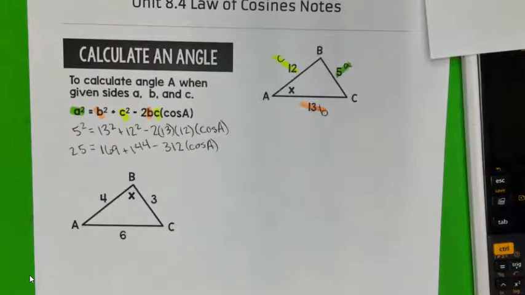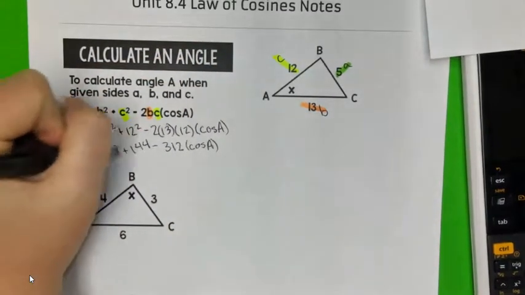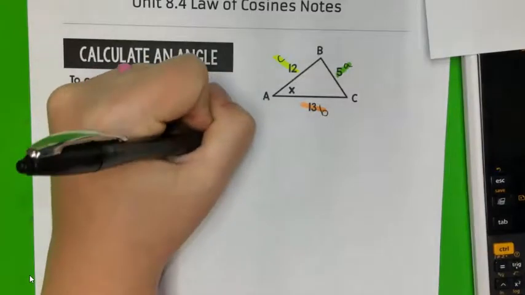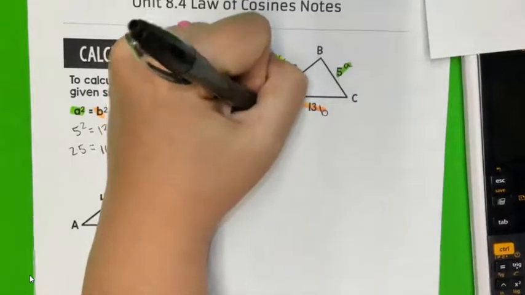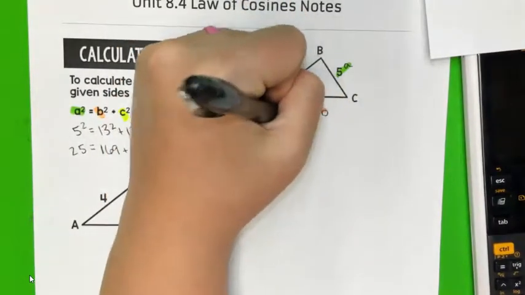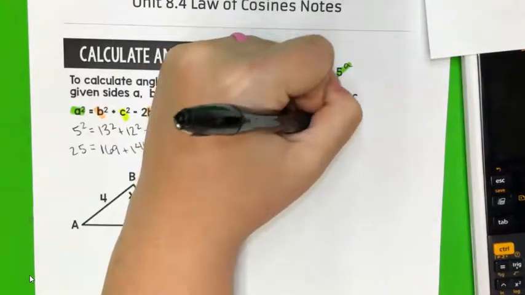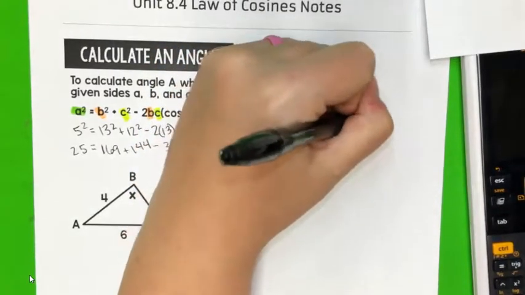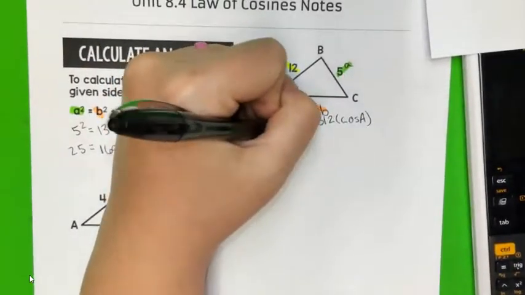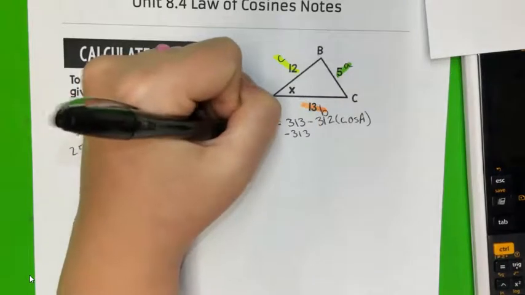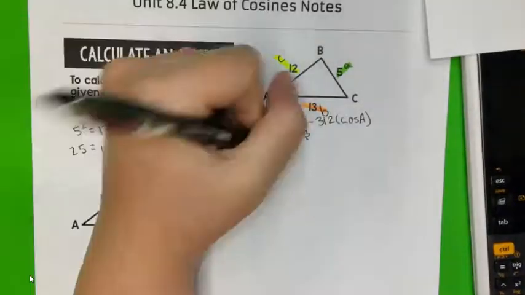Alright, we continue to move on, and we are going to add these together. This is going to come up here. We'll add these together. 25 equals 313 minus 312 cosine A. And then I'm going to subtract 313 on both sides, because we're trying to get cosine of A all by itself. So that's going to disappear.